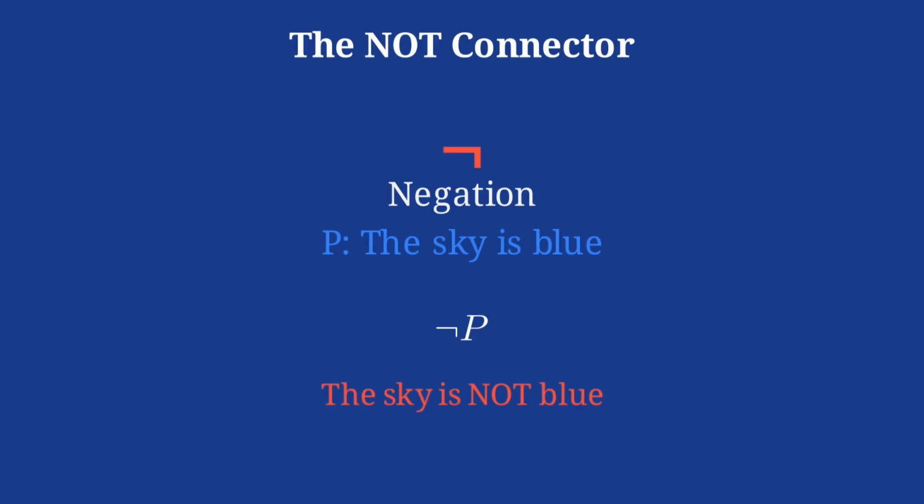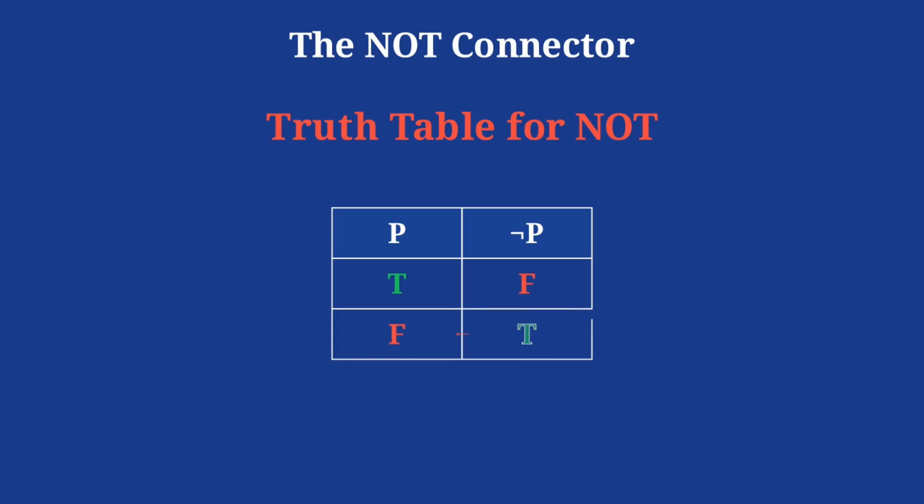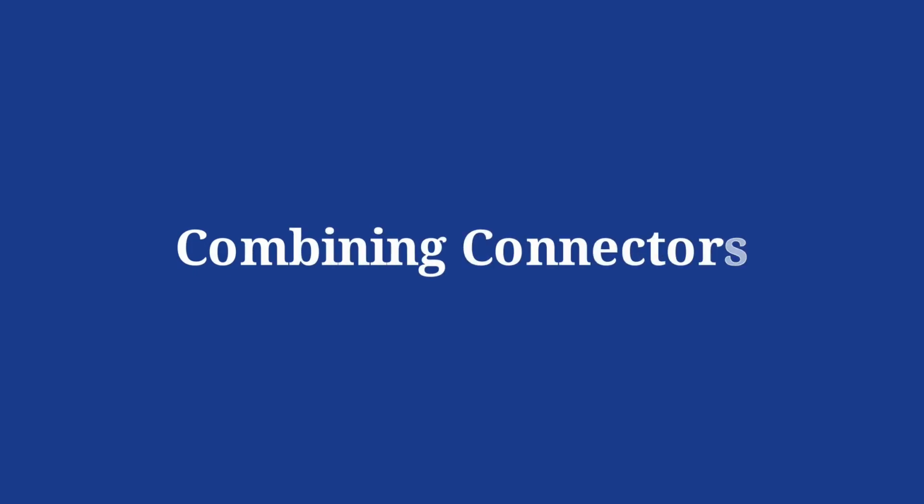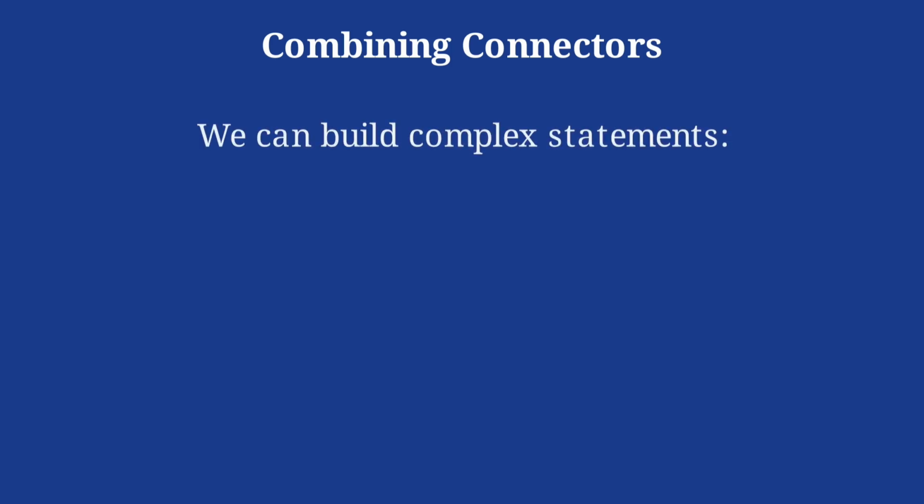The truth table for NOT is much simpler. We just have P and not P. If P is true, then not P is false. And if P is false, then not P is true. The key insight is simple: not just flips the truth value. The real power comes from combining connectors. We can use these simple rules to build much more complex statements.